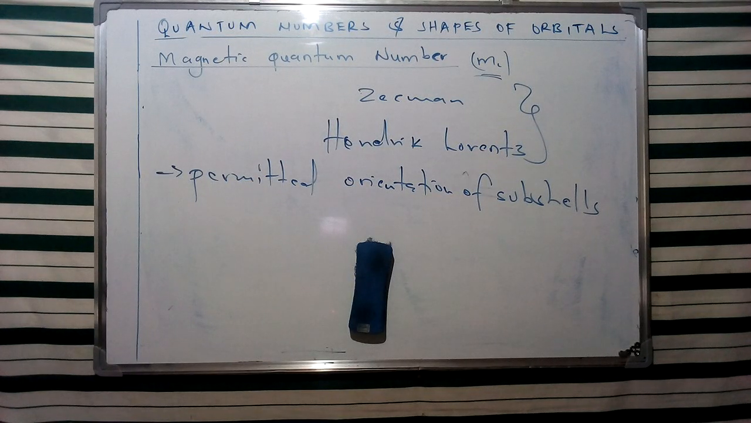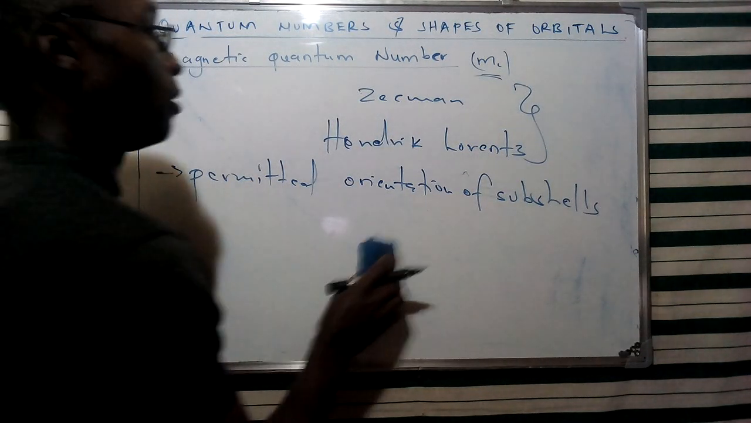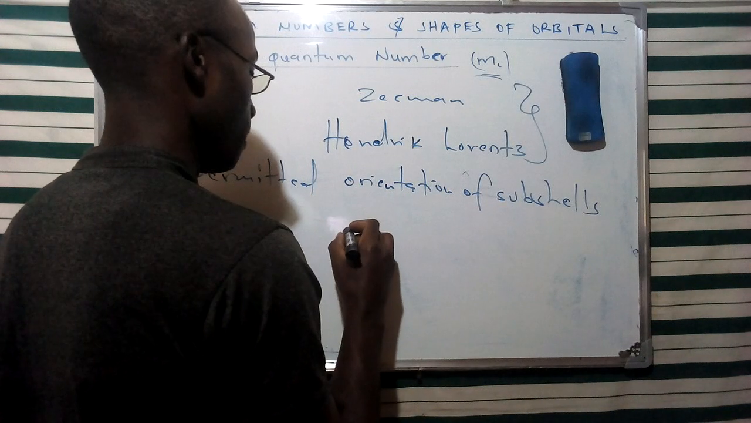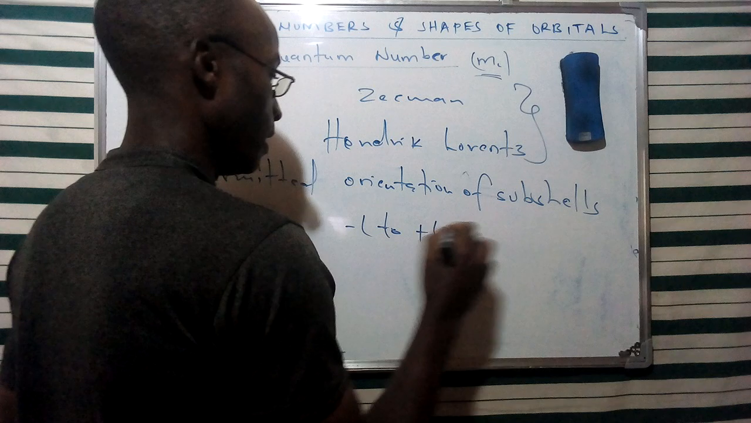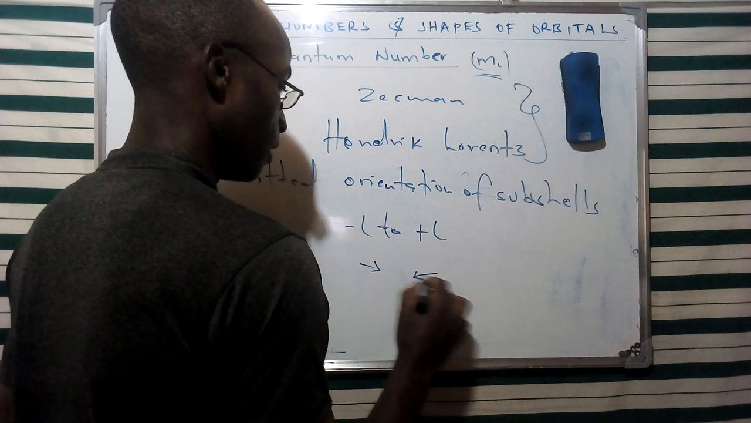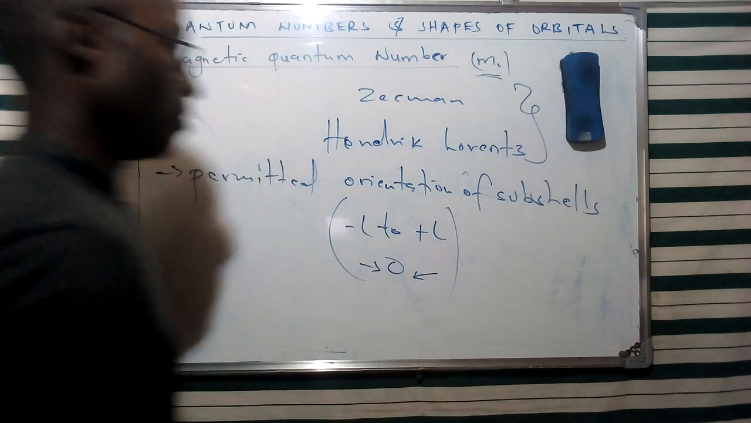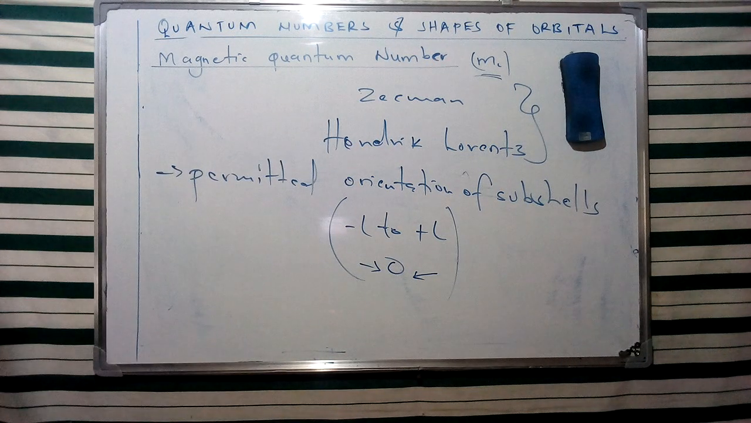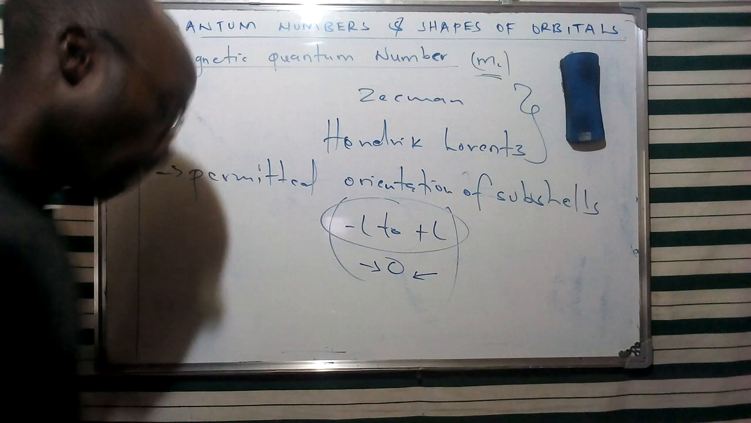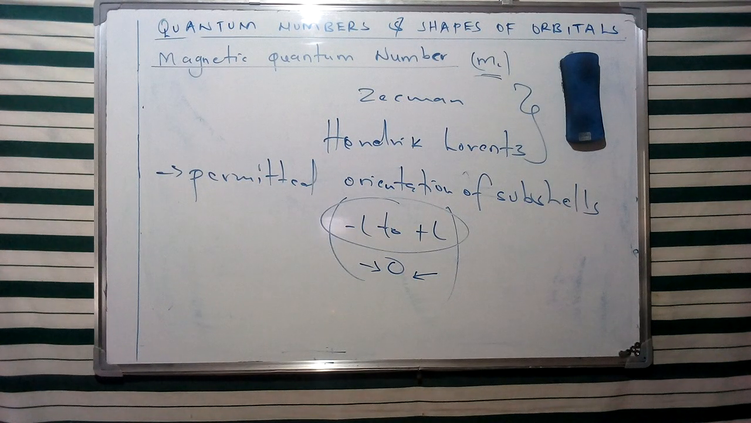Now the values of m are going to vary between the value of the angular momentum quantum number, from negative L to positive L, and this is going to be through 0. So therefore, we are going to consider this magnetic quantum number being described using the negative and positive values of L through these specific values of L.